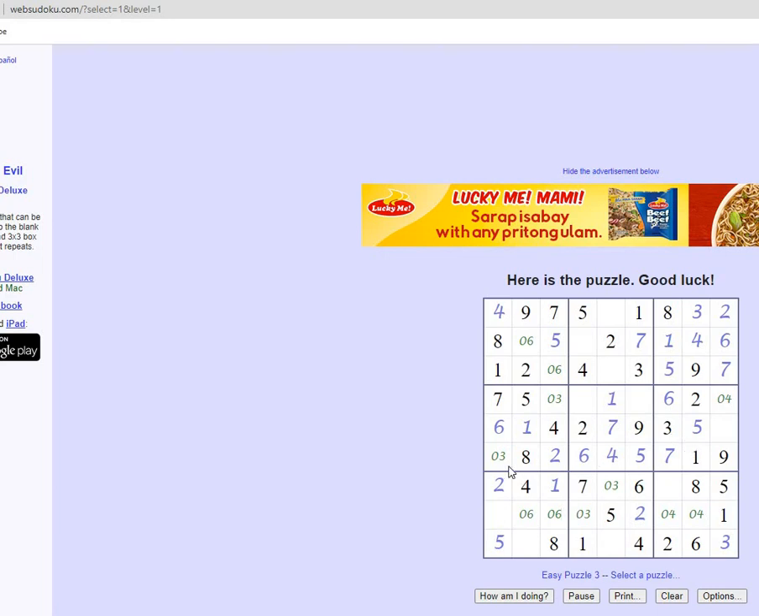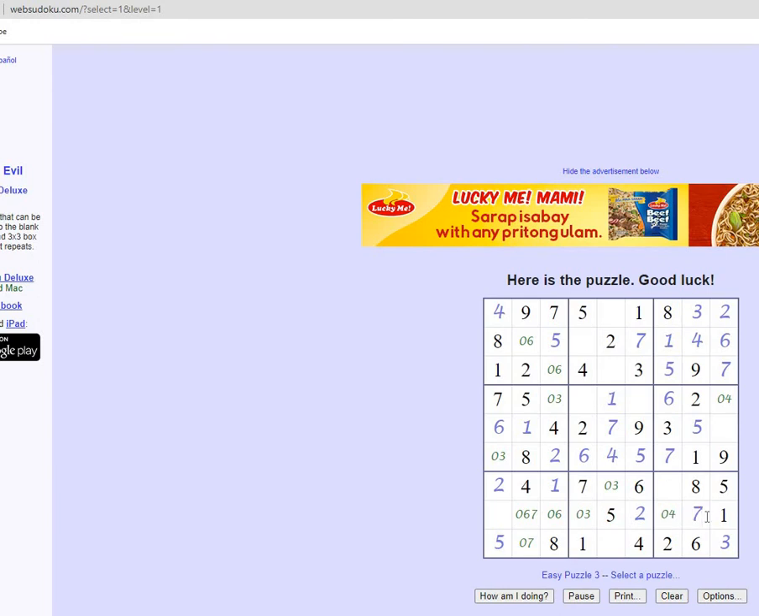So we're now in number 7. So 7 is here, so you cannot put it here. 7 is there at the right, so you cannot put it here. So 7 must be here or here. So we put it as a pencil mark. So 7 is here, so it cannot be here. 7 is here, so it cannot be here. So 7 must be here.